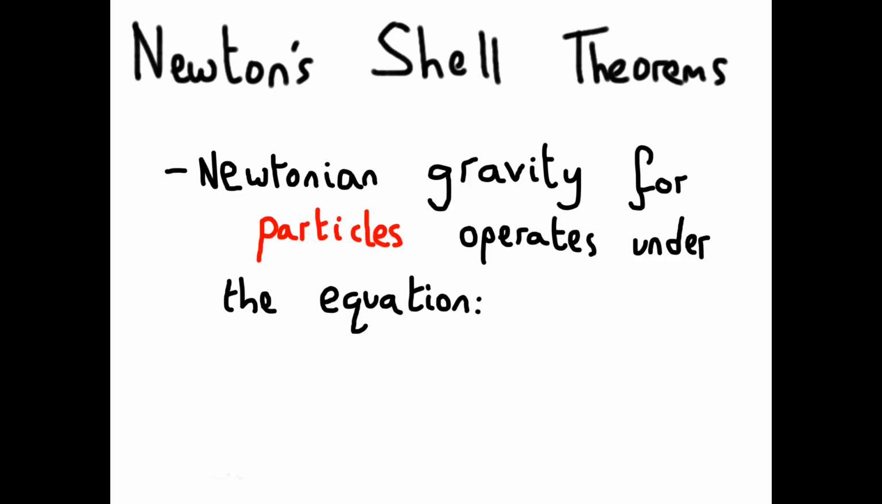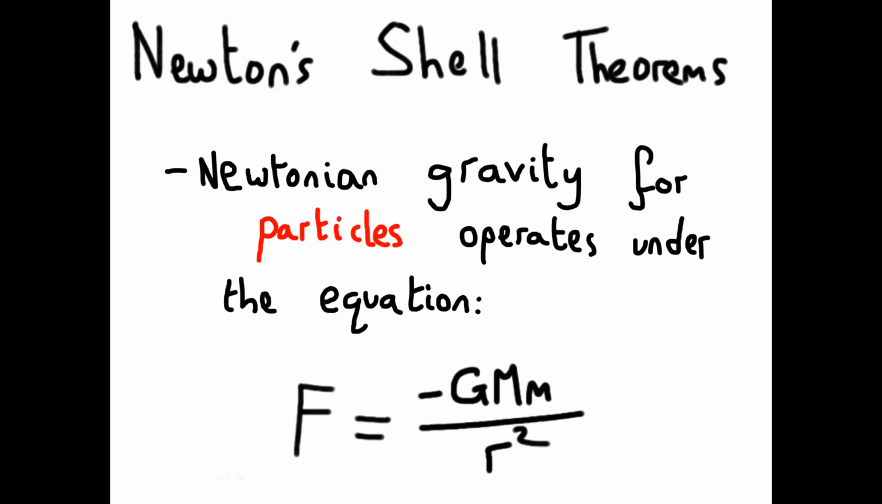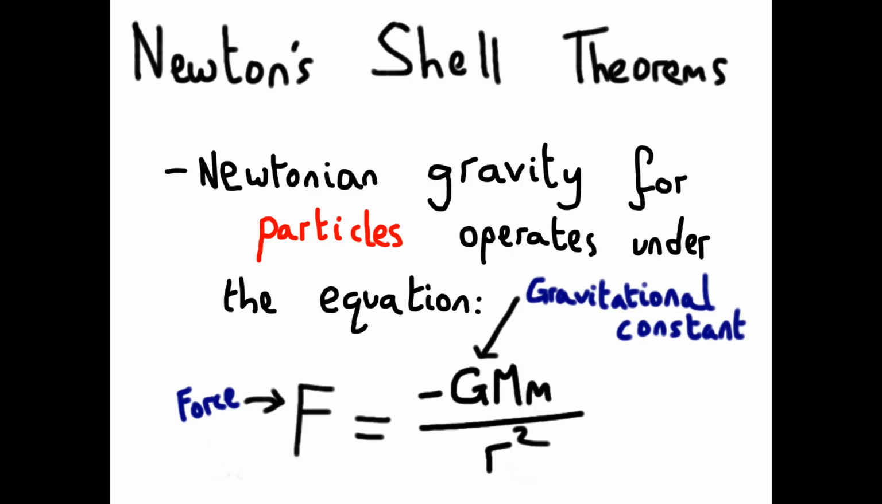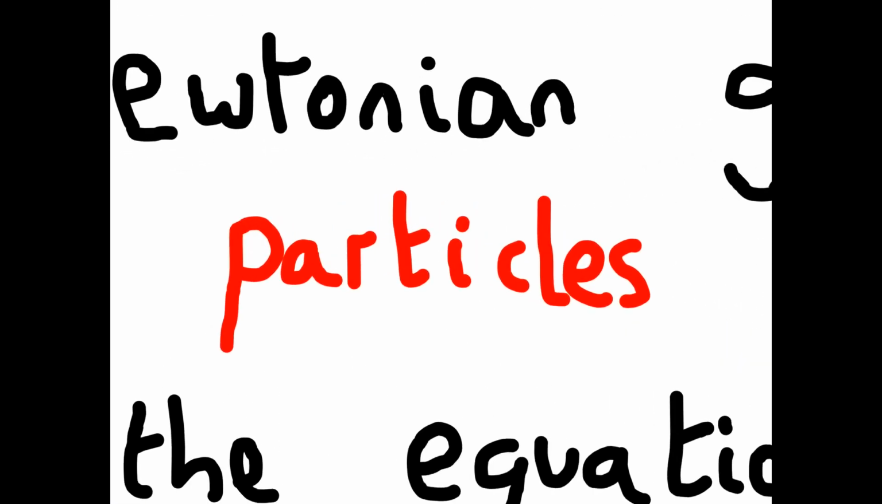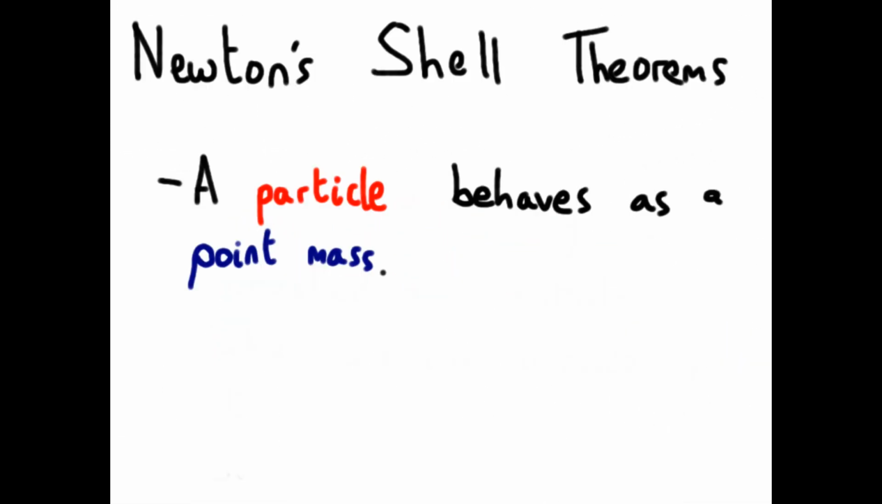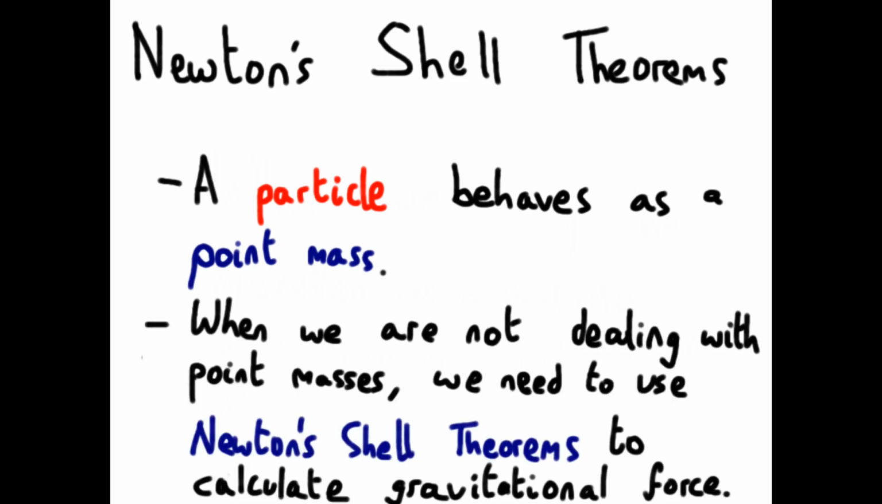Newton's law of gravitation states that the gravitational force of attraction between two particles is proportional to the product of their masses and inversely proportional to the square of the distance between them. The key thing to note here is the word particles. We cannot use this equation if we are studying the motion of objects that cannot be modelled as point masses. In these situations, Newton's shell theorems can sometimes be of use.